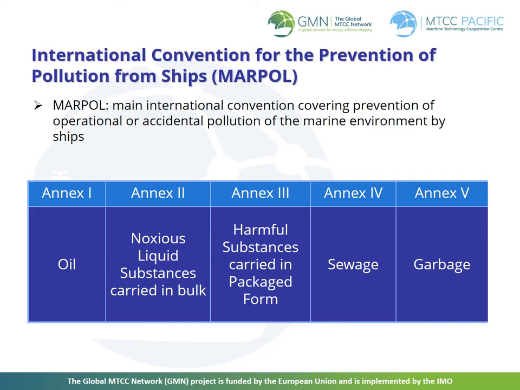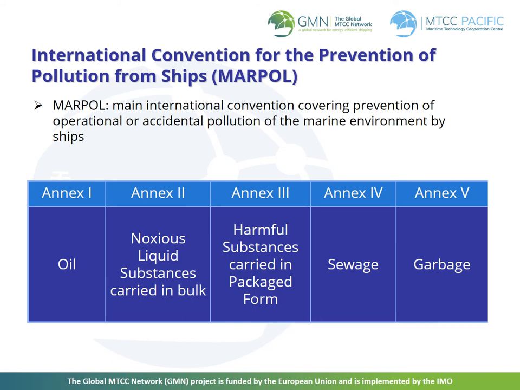Annex 5 sets out the prevention of pollution by garbage from ships, and this entered into force on the 31st of December 1988. This annex deals with different types of garbage and specifies the distances from land and the manner in which they may be disposed of. The most important feature of the annex is the complete ban imposed on the disposal into the sea of all forms of plastic.